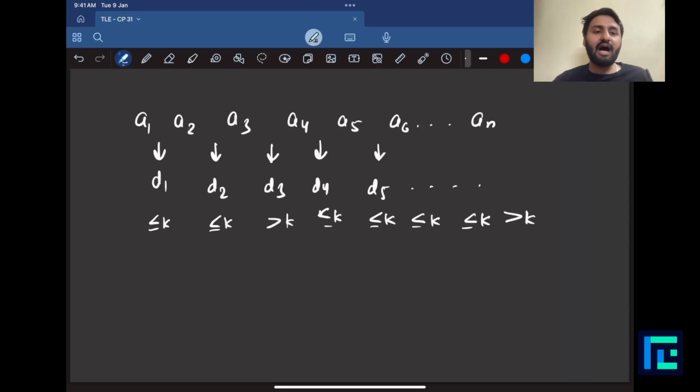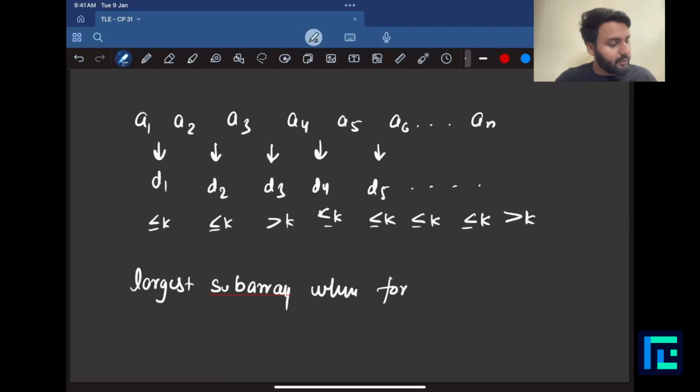Now ask yourself, you have to find the minimum numbers you can remove. If you want to find the minimum numbers you can remove, what are you effectively trying to find? Can I say I am trying to find the largest subarray where for all consecutive pairs the difference is less than equal to K?